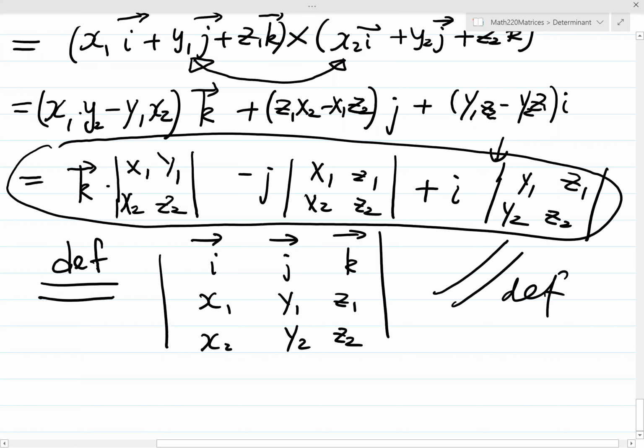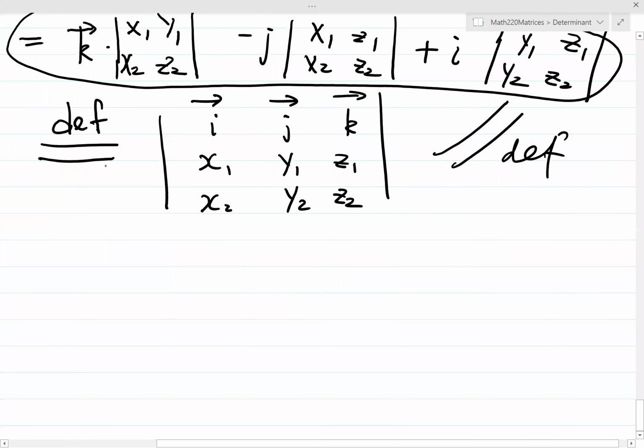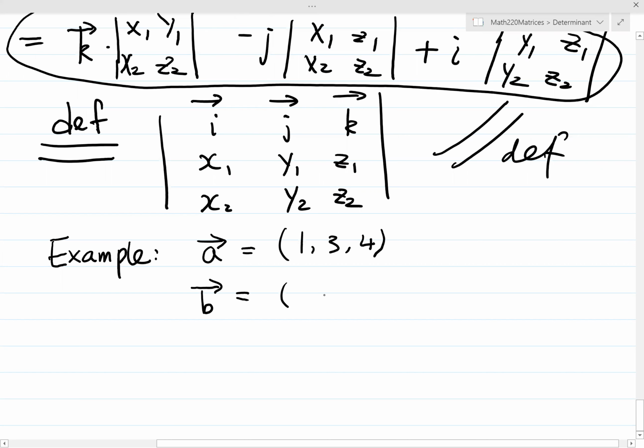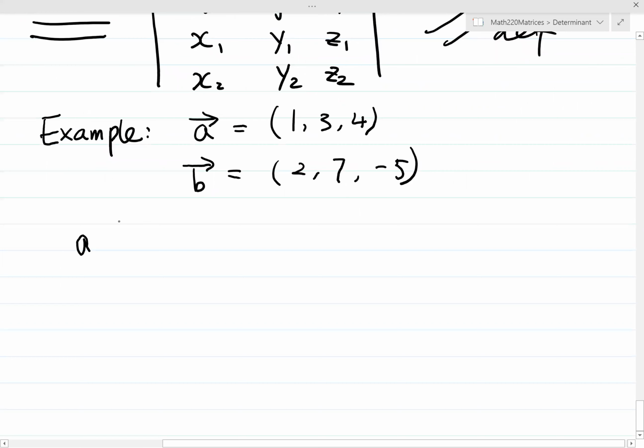Okay, so this is the cross product of two vectors A and B. So for example, let's do an example. Let A be 1, 3, 4 and B be 2, 7, 5. If you do the cross product A cross B, you put i j k.